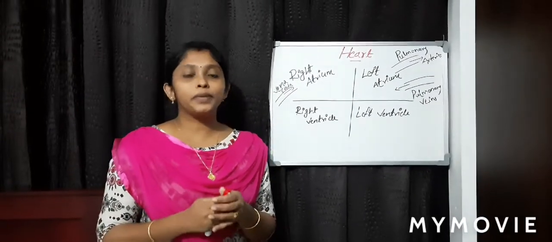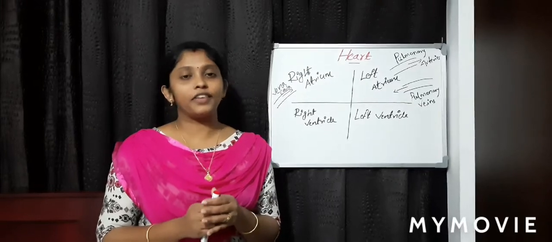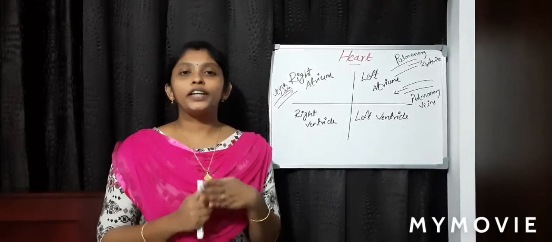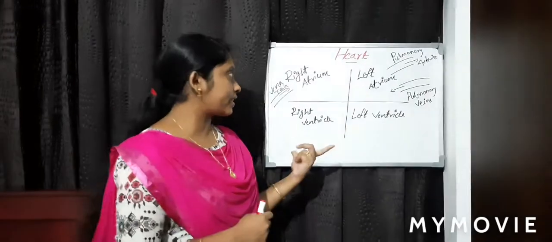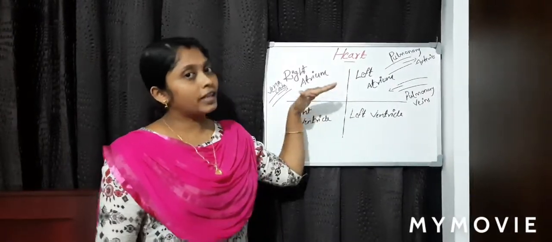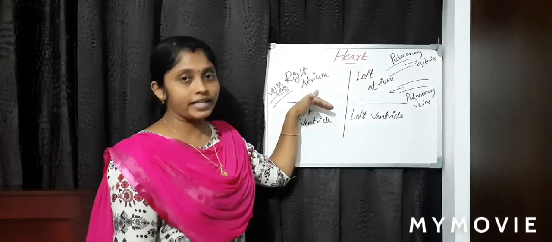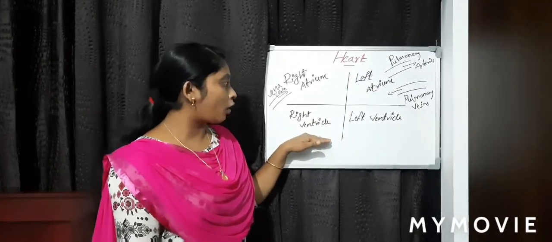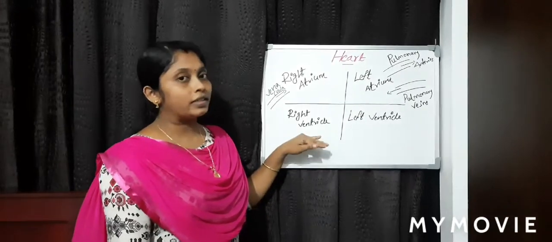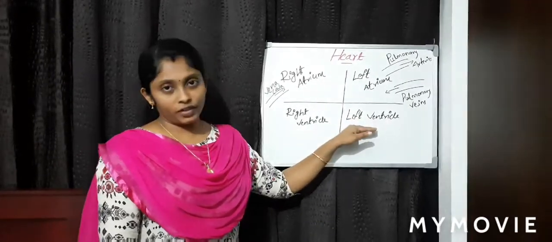We know that the picture of the heart is very complicated, so we can easily draw the four chambers of the heart like this. The upper part of the heart is both the right and left atrium, and the lower part of our heart is both the right and left ventricle.